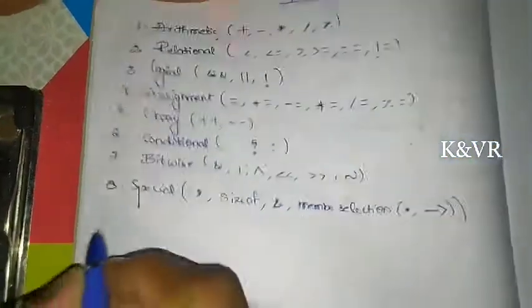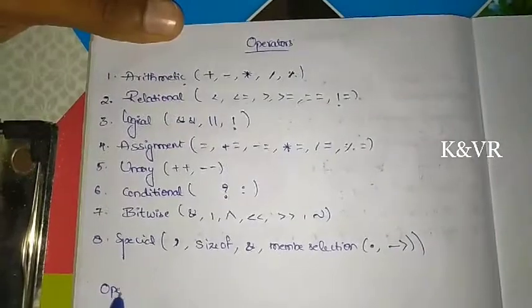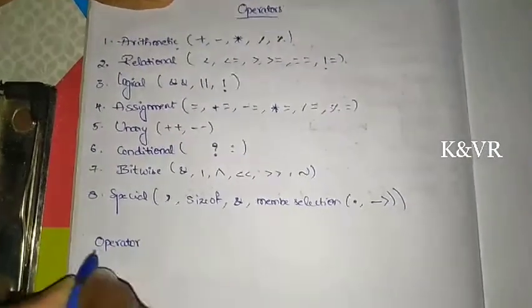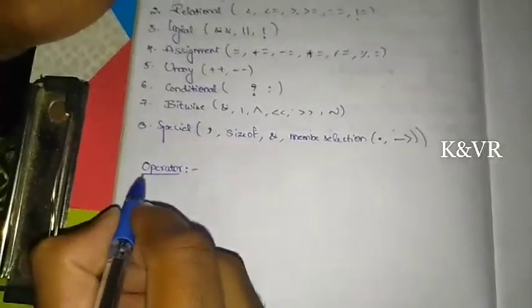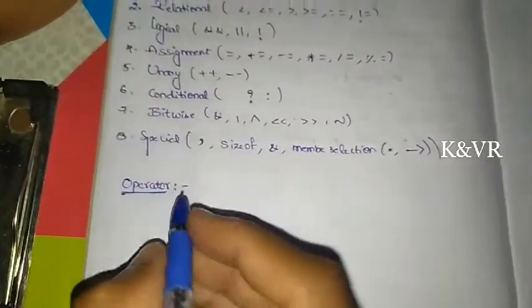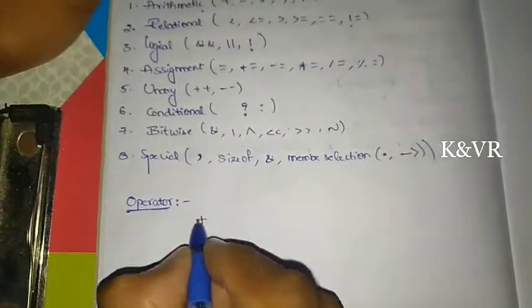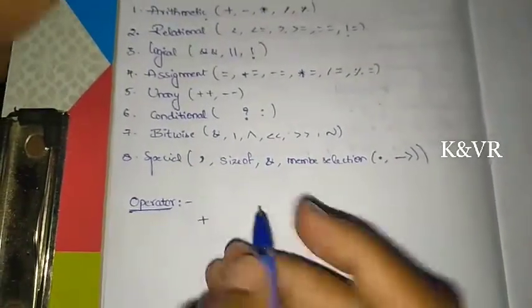In this video let us discuss operators. What is an operator? An operator is nothing but a symbol that performs an action between one or two operands.